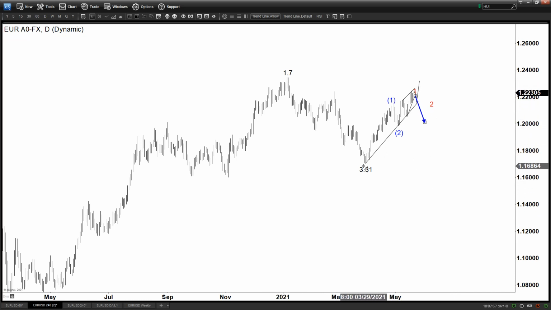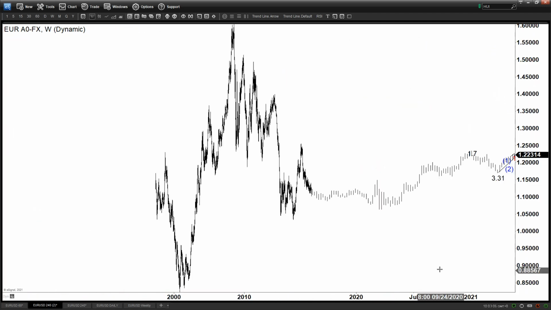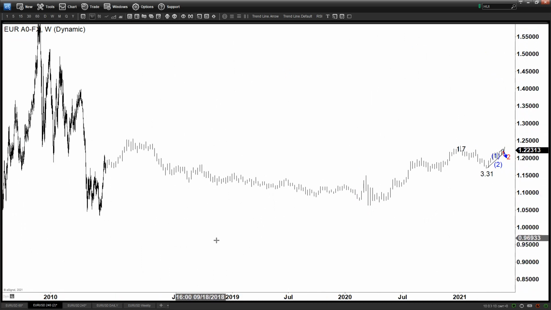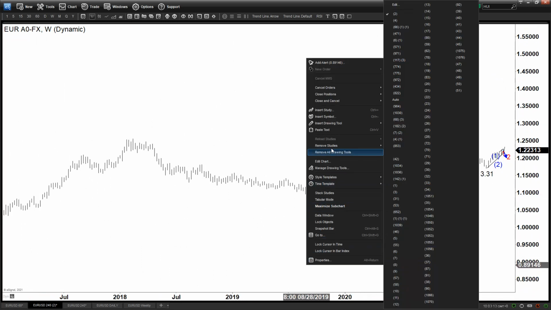But as long as we stay above here, we are taking the more aggressive view and calling it for the upside. Now take a look again at the weekly chart, just to give an even bigger context. Let me remove all the labels.